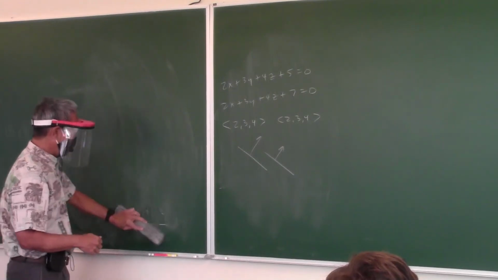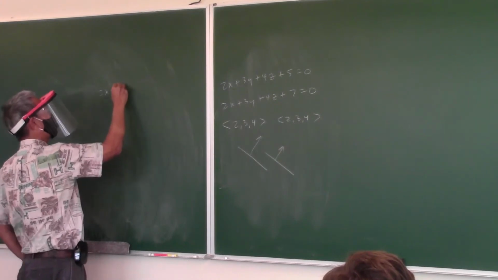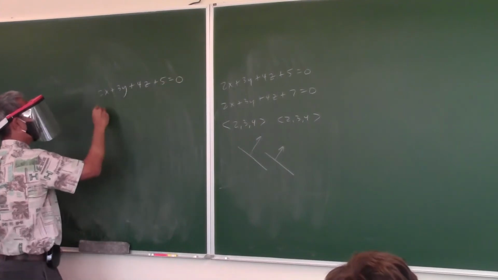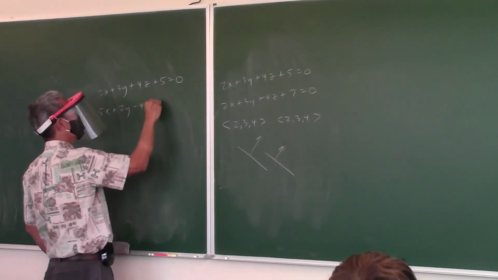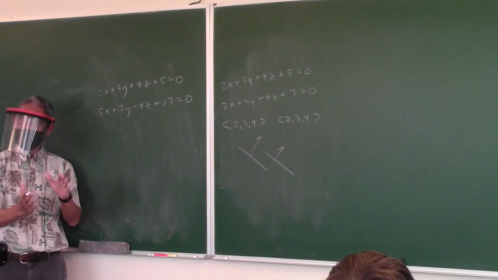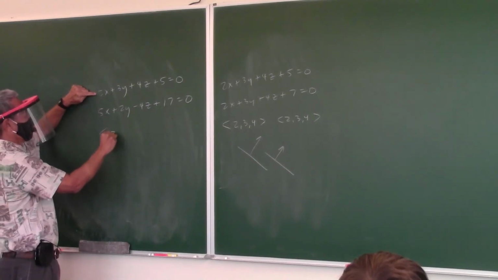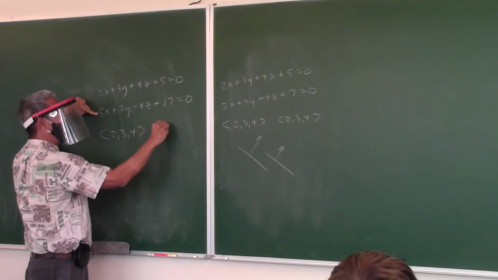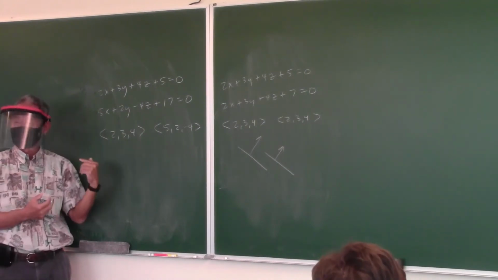Okay, so here's a plane, let's just use that one again. 2x plus 3y plus 4z plus 5 equals 0. And here's another plane, 5x plus 2y minus 4z plus 17 is equal to 0. First of all, are these two planes parallel? No, you can kind of just see it. What's the perpendicular vector for this one? 2, 3, 4. What's the perpendicular vector for this plane? 5, 2, negative 4. Are they parallel? No, because one is not a multiple of the other.